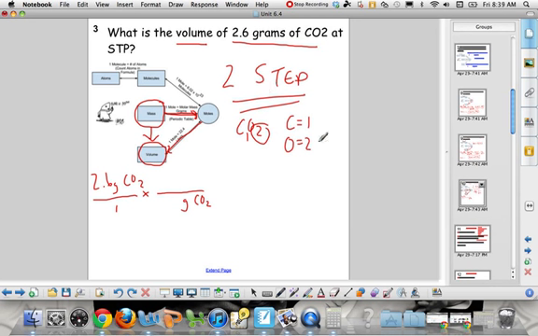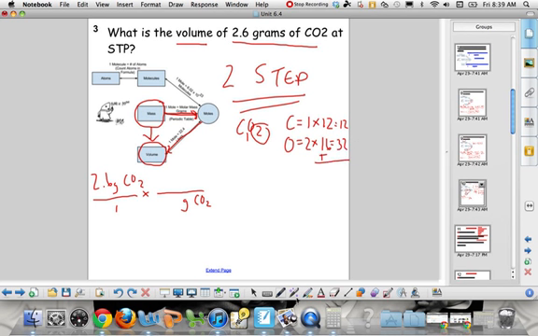Let's look at the mass of carbon. When I look it up on the periodic table, my mass of carbon is 12. When I look up the mass of oxygen on the periodic table, my mass is 16. Multiply these. 1 times 12 is 12, 2 times 16 is 32, and add them together to get the mass.